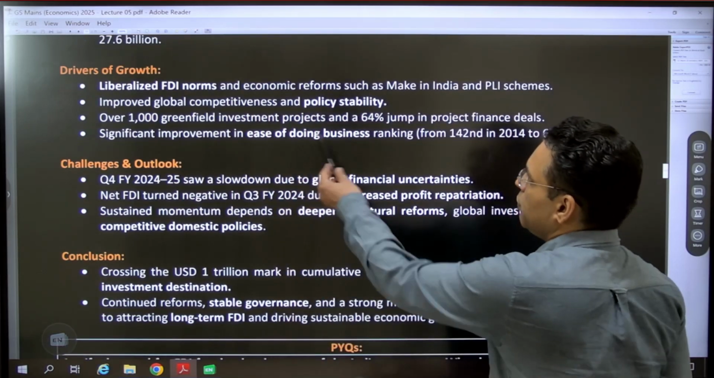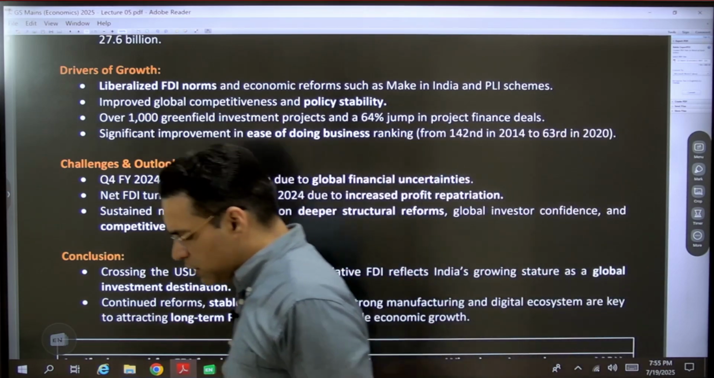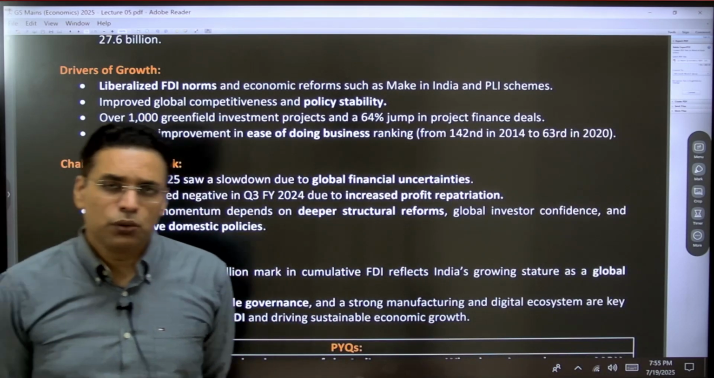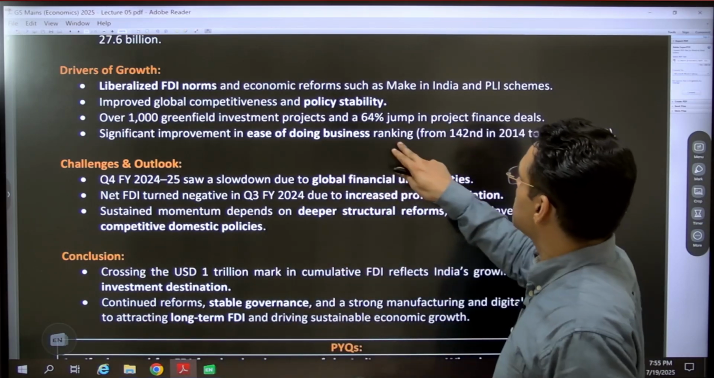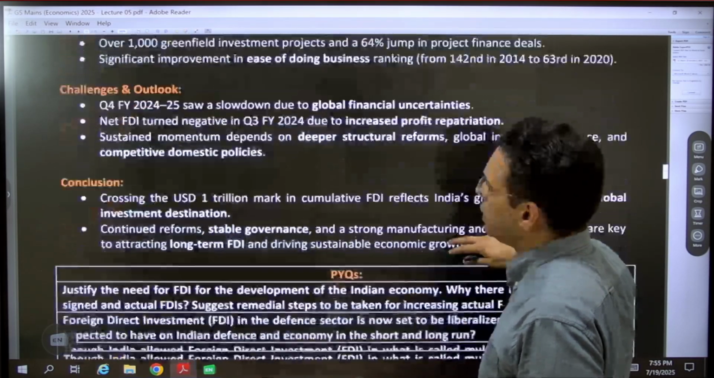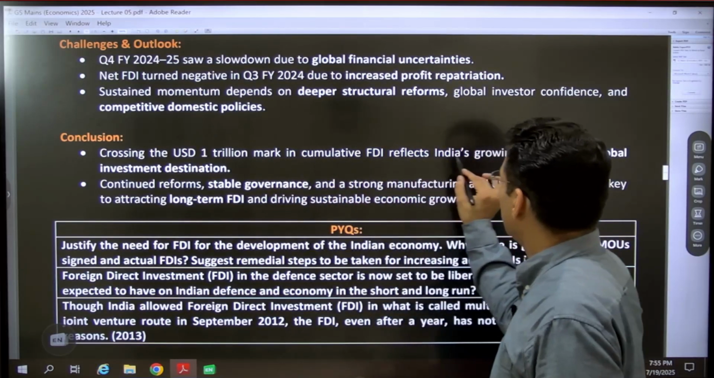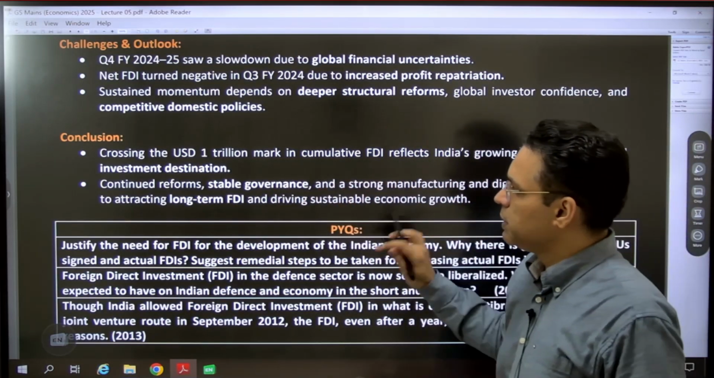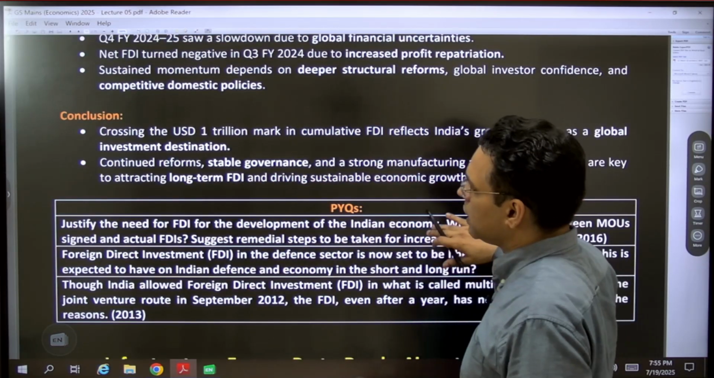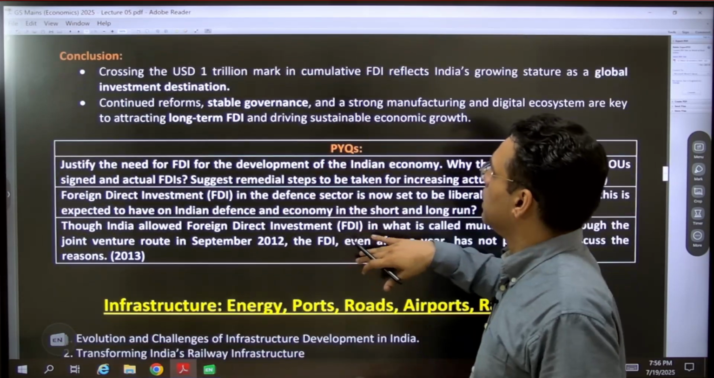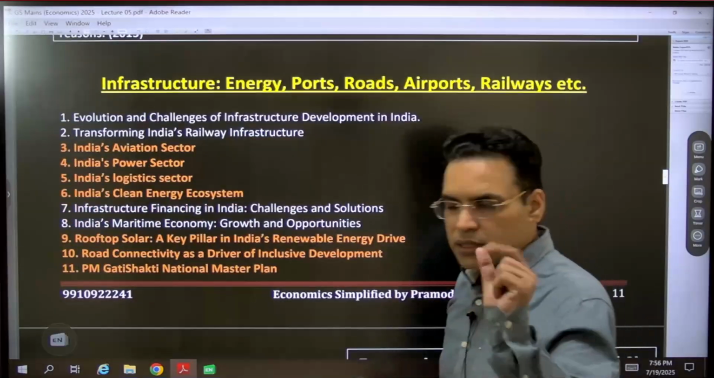Over 1,000 greenfield investment projects and a 64% jump in project finance deals. Greenfield investment project means new projects, when you start something from scratch. Okay, significant improvement in ease of doing business, ranking from 142nd to 63rd. Crossing the 1 trillion mark in cumulative FDI reflects India's growing stature as a global investment destination. Continued reform, stable governance, and a strong manufacturing and digital ecosystem are key to attracting long-term FDI and driving sustainable economic growth. So that completes the first part.